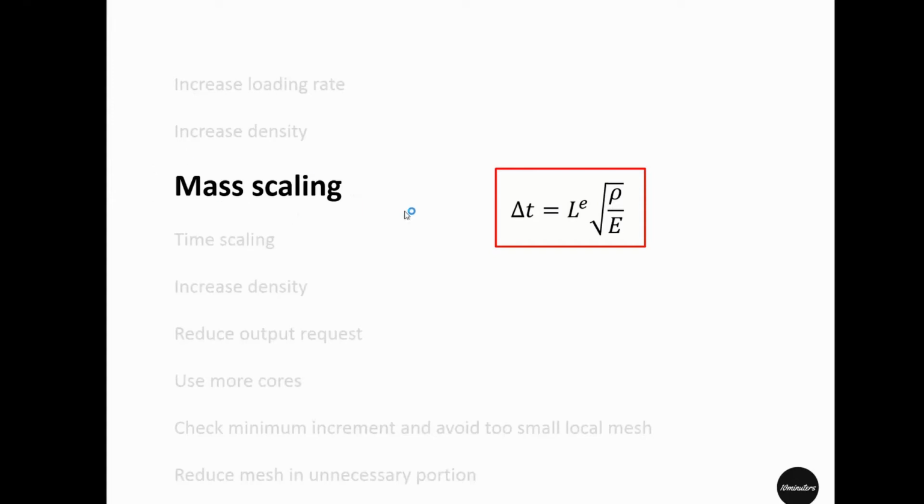Mass scaling is almost like increasing the density, because when you increase density, the mass of the material that you are using also increases. But using mass scaling in Abaqus, you can be a bit more clever than increasing the density in the whole specimen. So let's see how you can define mass scaling and how you can control different parameters in mass scaling.